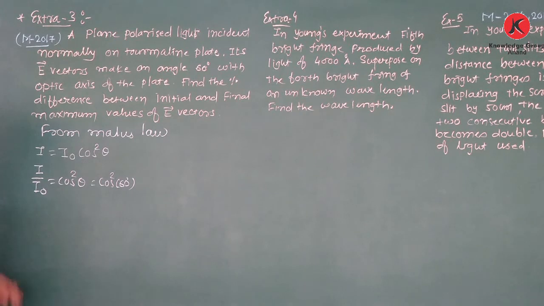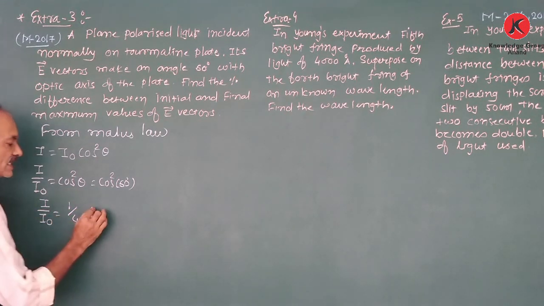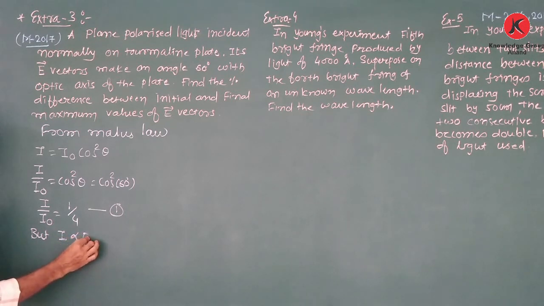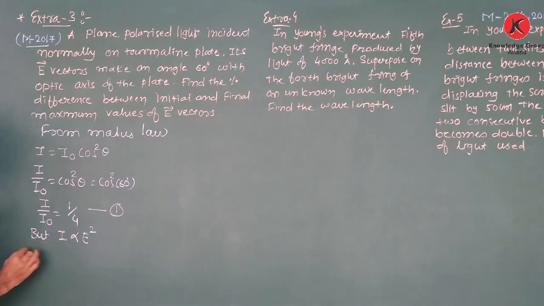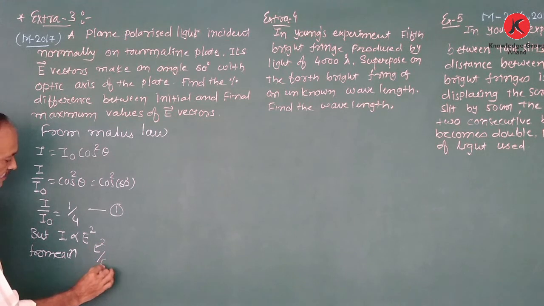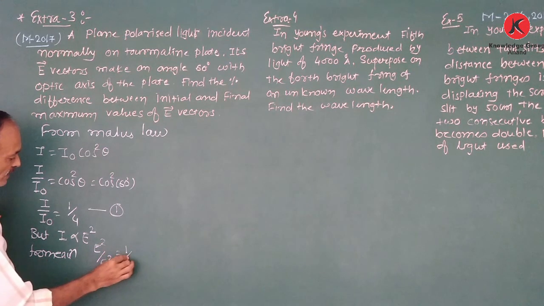Cos 60 is 1 by 2, and the square of this is 1 by 4. So I upon I0 is equal to 1 by 4. That is equation 1. But we know that the intensity is directly proportional to the square of amplitude. So I is proportional to E square. From equation 1, here we substitute the value: E square upon E0 square is equal to 1 by 4.